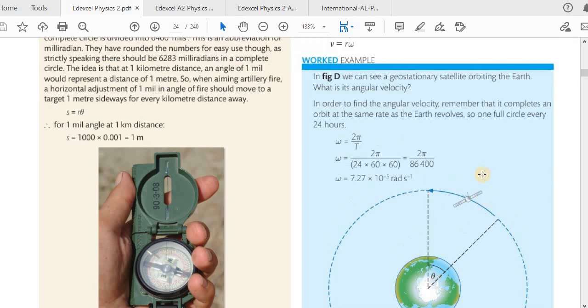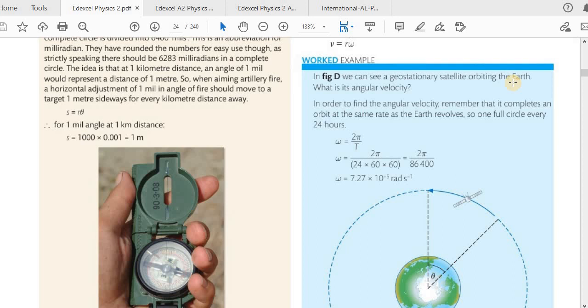Now, to help you understand this better, there is a question. In figure D, example rather, we can see a geostationary satellite orbiting the Earth. Now, what is a geostationary satellite? That is a satellite which is right above the equator. In addition to that, it will have the same period as the Earth. So if it has the same period of orbit as the period of rotation of the Earth, then it will always be above the same part of the Earth.